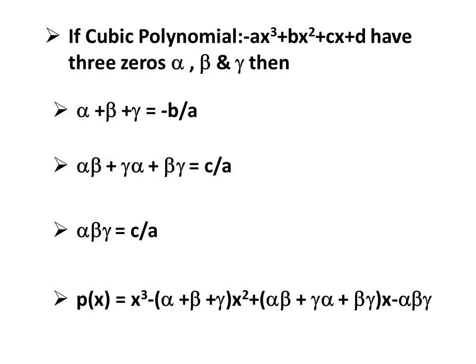We can form the equation like that: x cube minus (alpha plus beta plus gamma) x square plus (alpha beta plus beta gamma plus alpha gamma) x minus alpha beta gamma. So we can form a cubic equation like that.